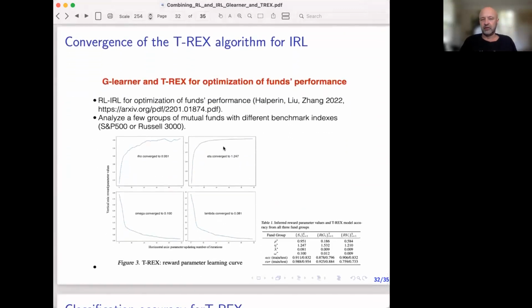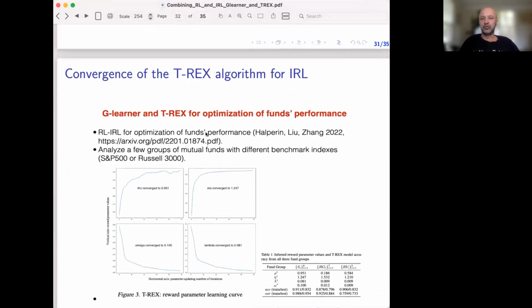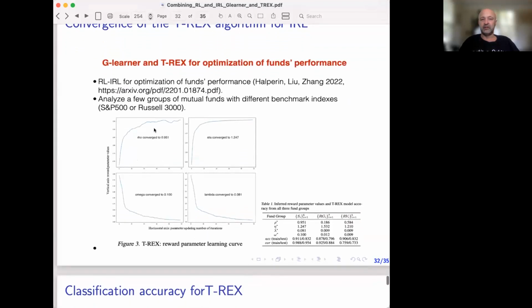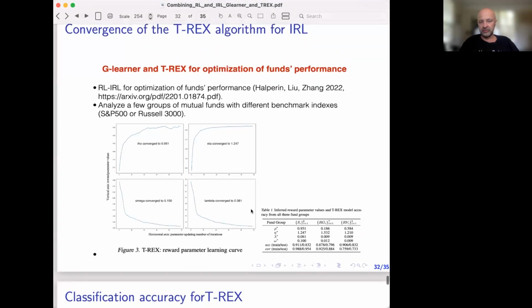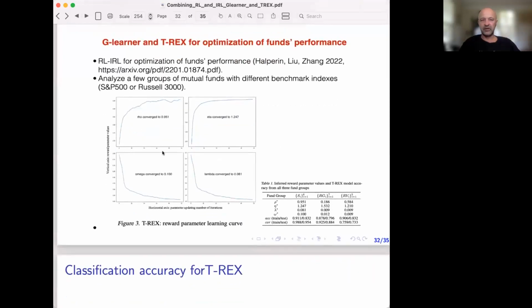And finally, numerical examples. All the details of our analysis can be found in this paper. We took a few groups of mutual funds with different benchmark indices. We used funds benchmarked by the S&P 500 or Russell 3000, and the second group we further divided into value and growth funds. The cumulative statistics can be understood from this table. We had a small set of funds: only six funds with the S&P 500 benchmark, seven funds for growth and five funds for value, for the Russell benchmark. Okay, so we grouped them separately.